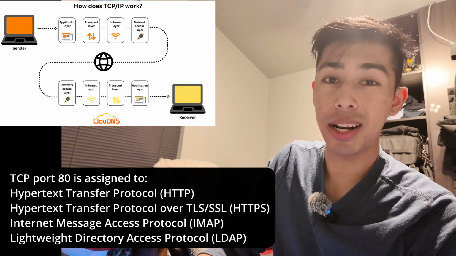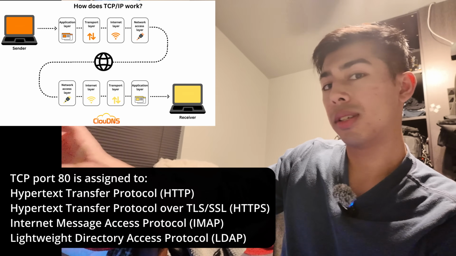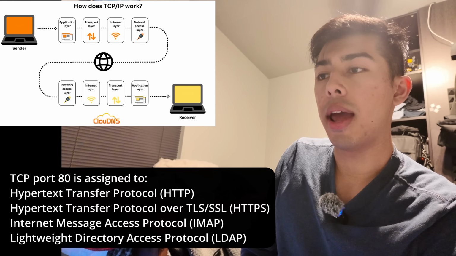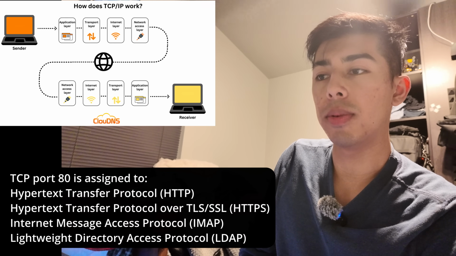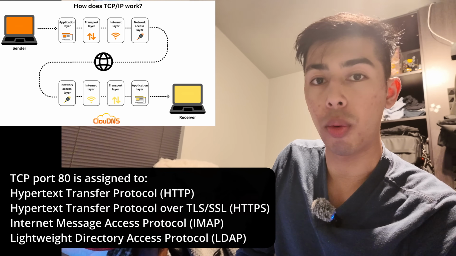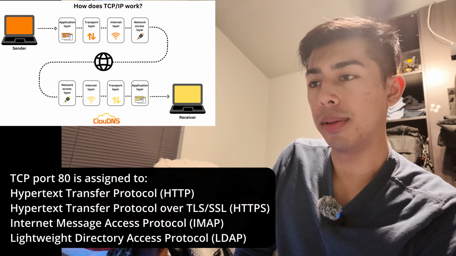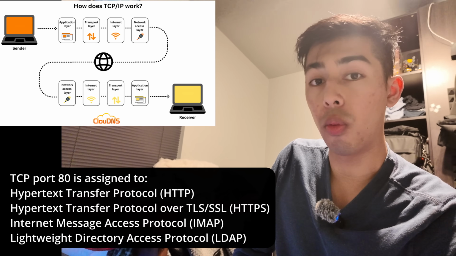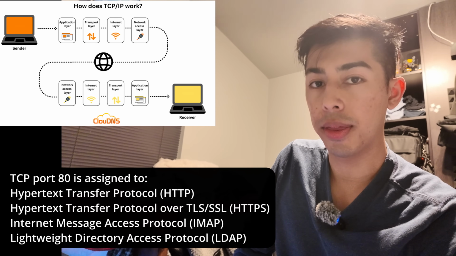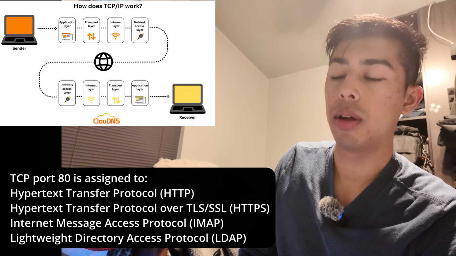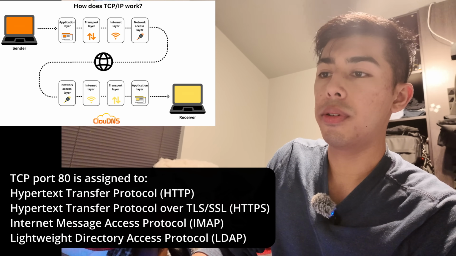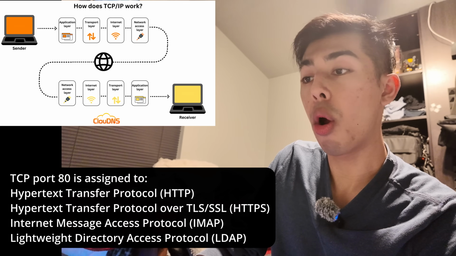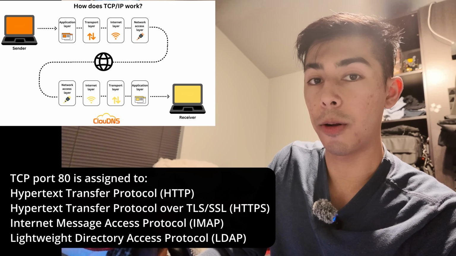IMAP. IMAP is kind of like POP3, where you're receiving email from a server. Now, POP3 is going to be port 110, TCP port 110. IMAP is going to be a lot higher. It's going to be port 143. That is our IMAP.